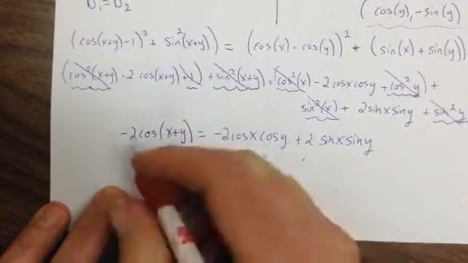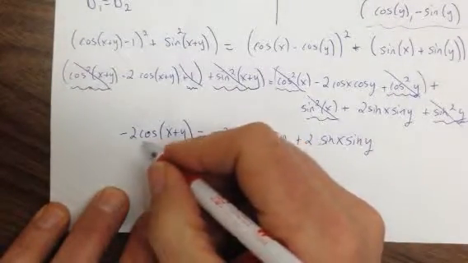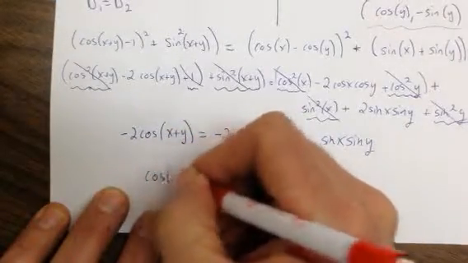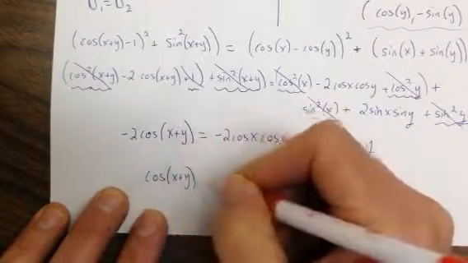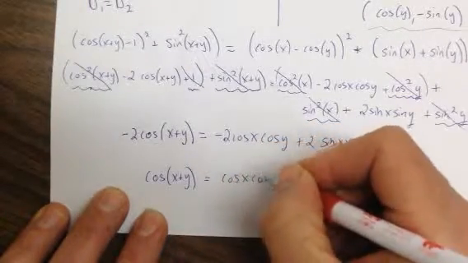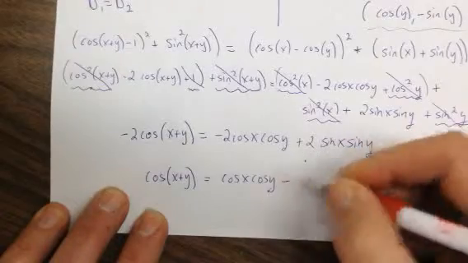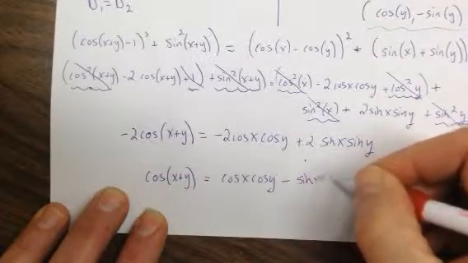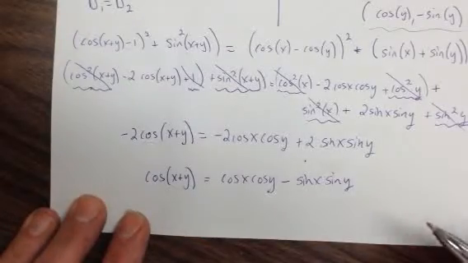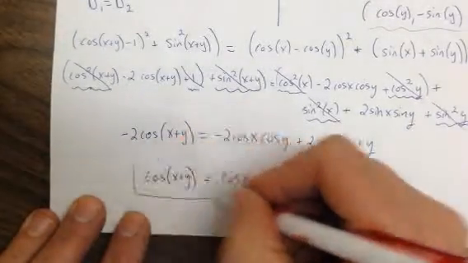Now all we're going to do is divide everything by negative 2. Because remember what we were looking for was this cosine of x plus y. Divide everything by negative 2 and we get the following. Cosine x, cosine y, minus sine x, sine y. Now, I know we're done. That's what we started with.